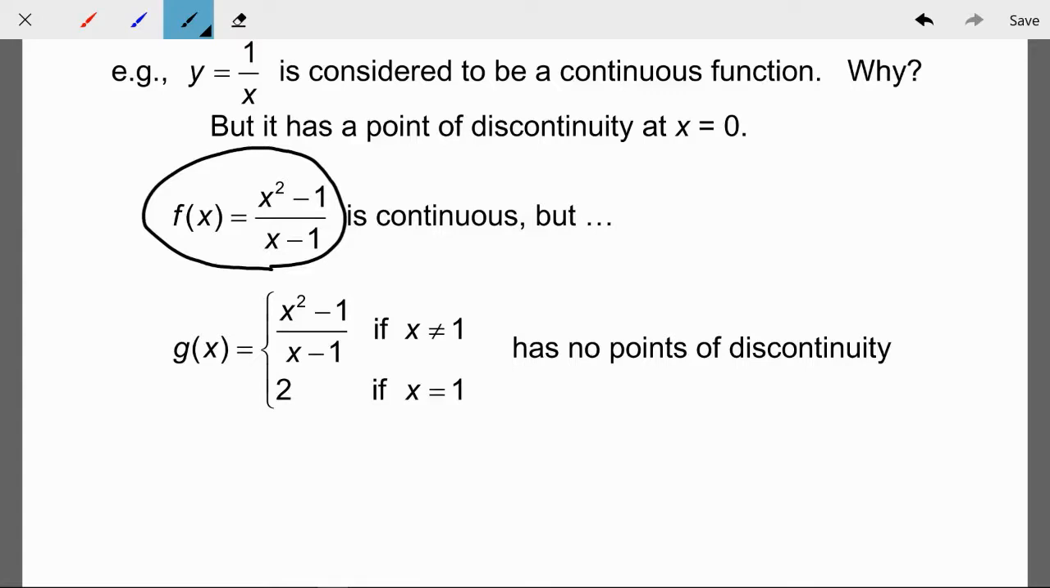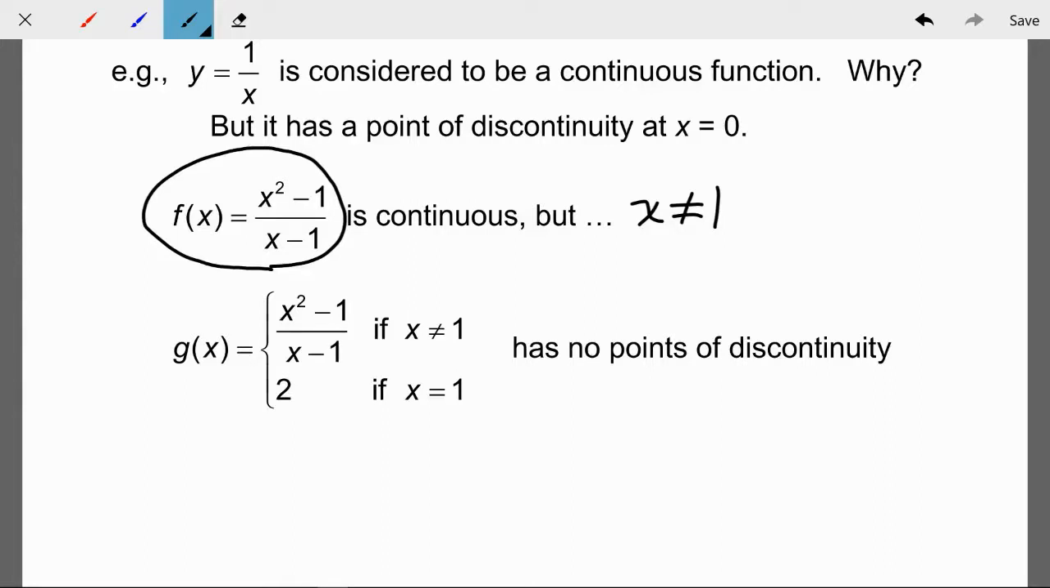Okay, and you should be thinking about a removable discontinuity or a hole in the graph. So clearly that function's not continuous everywhere. So if I say that function is continuous, what I'm telling you is that x cannot be equal to 1, or x equals 1 has been eliminated from the domain of that function.